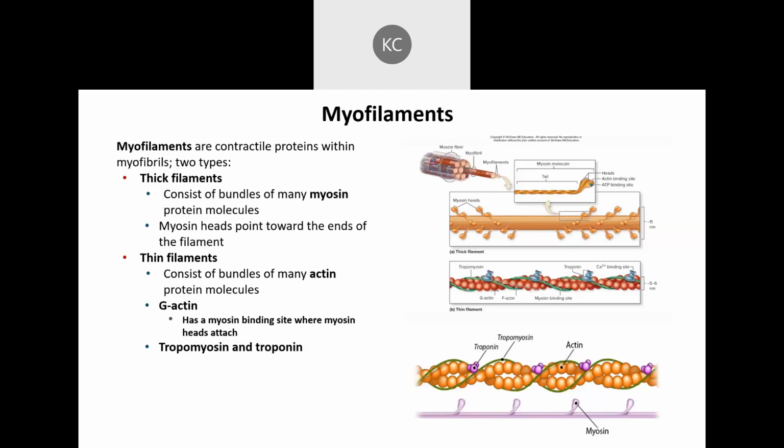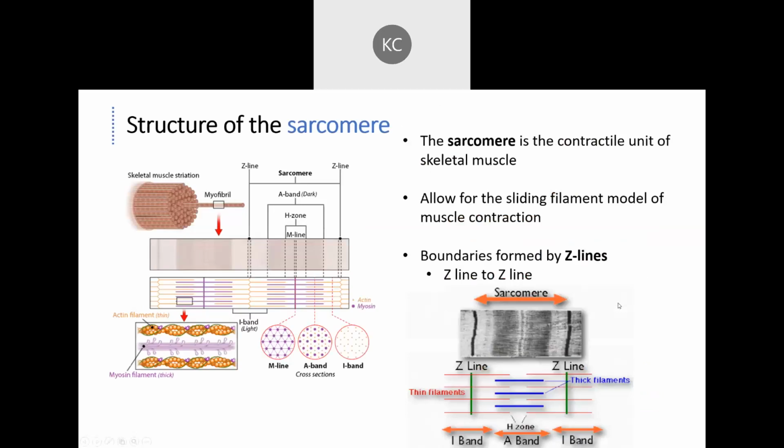Okay, so you can take all of these proteins, all these actin and myosin and whatnot, and organize them into something that looks like this. And so this is called a sarcomere. All right, so the image on the left and the image on the right, these are the sarcomeres. The sarcomere is the contractile unit, the functional unit of skeletal muscle.